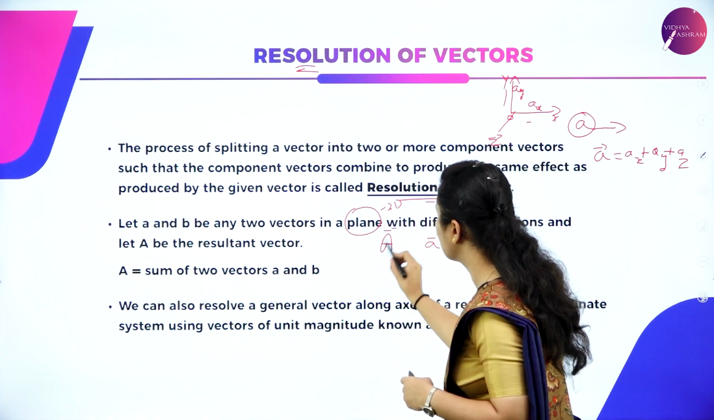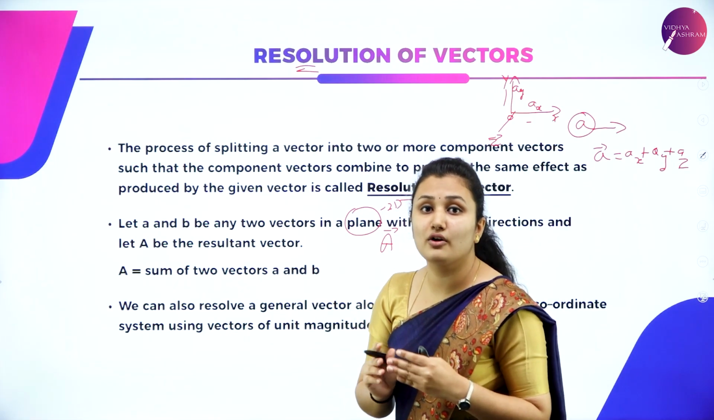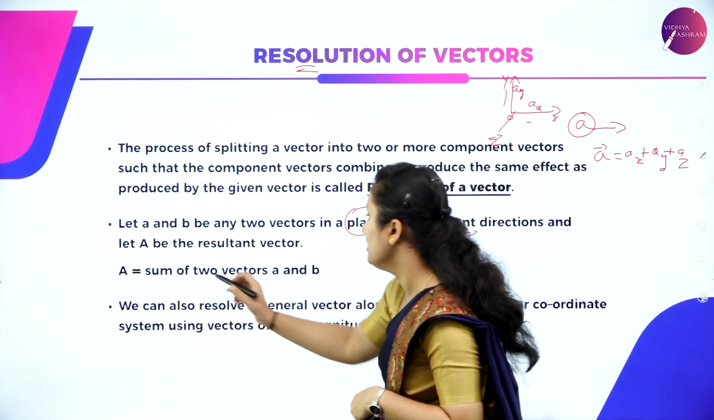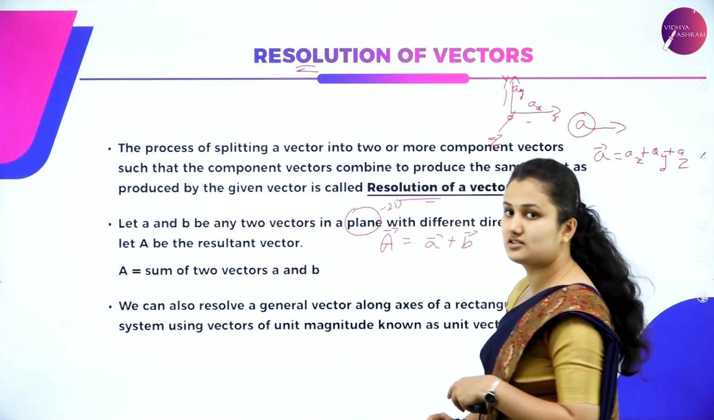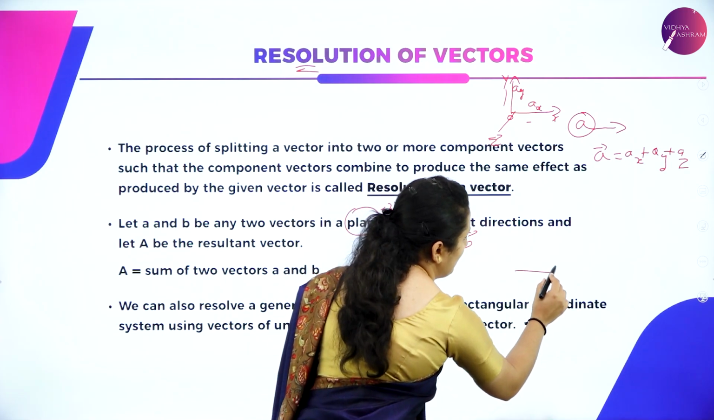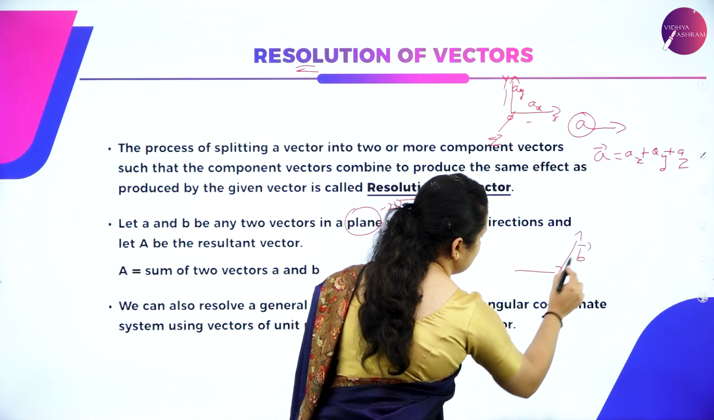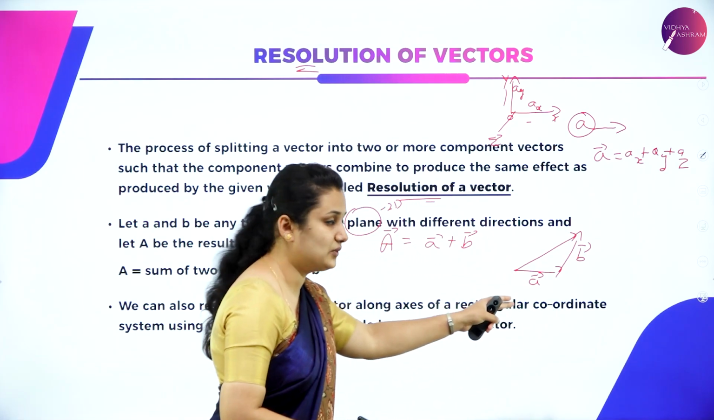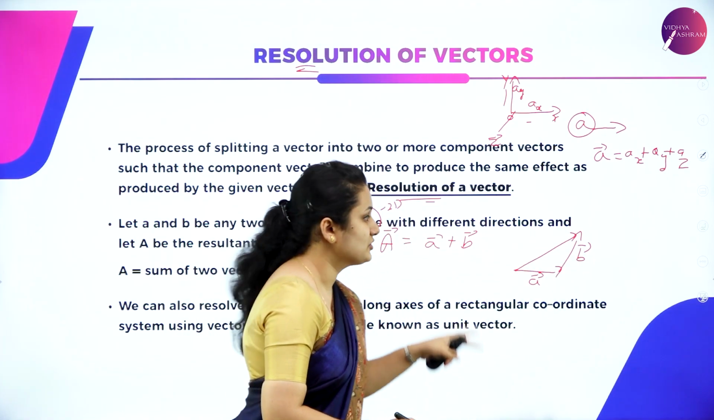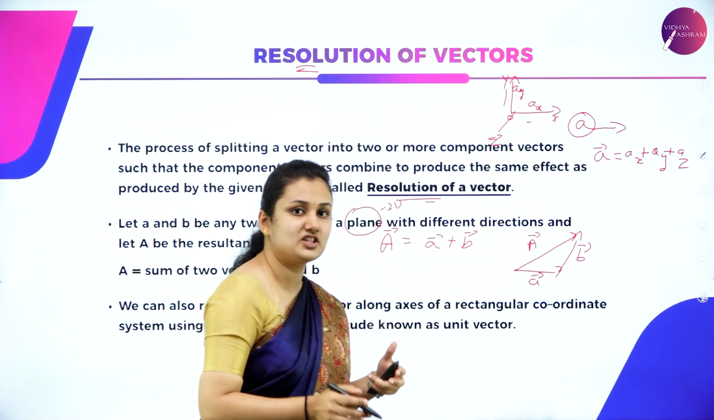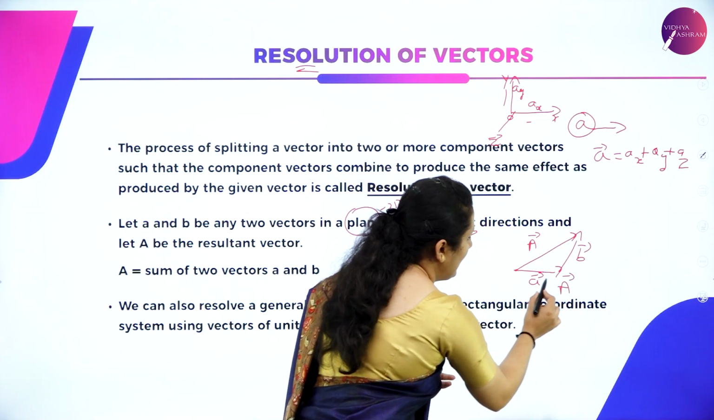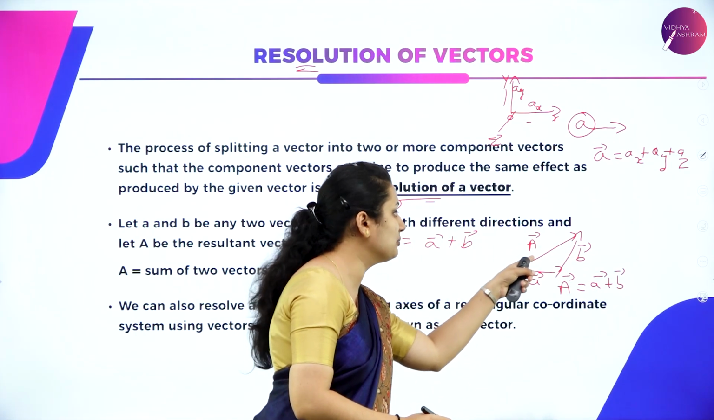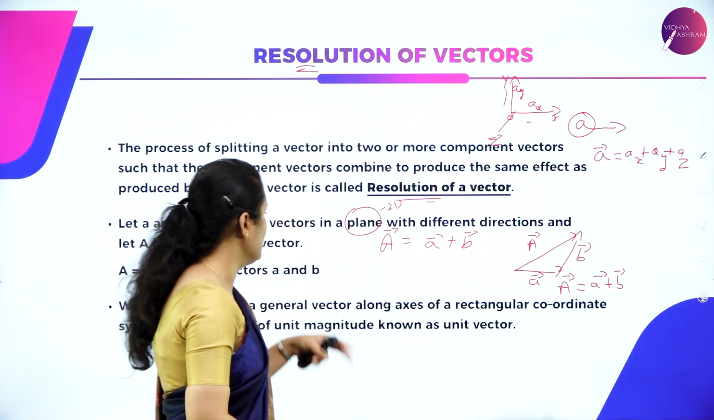So now capital A is my resultant vector. We know the triangle law of vector addition says that the resultant R is nothing but the sum of the two sides, the sum of the two vectors. For example, I have vector A and vector B. The resultant, the third side which is opposite to the direction of A and B, will give me my resultant, which can also be represented with R. Resultant is the sum of two vectors, that is A plus B. The sum of two sides will give me the third side, the resultant vector.